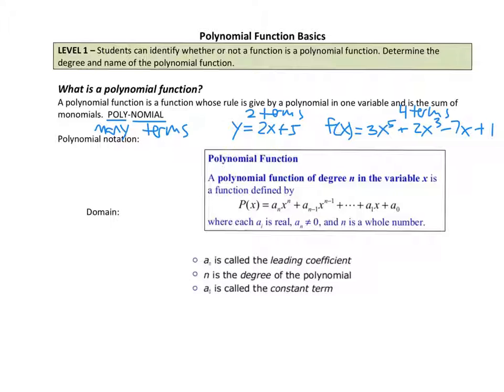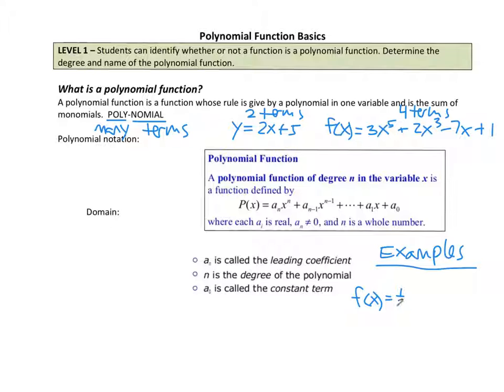But the highest exponent that shows up on a polynomial, which is n, tells us the degree of a polynomial, and we'll be getting into that. And then the very last a value, a sub 0, is a constant term. So some examples of polynomial functions would be the ones I wrote above, but any function where the coefficients, or the number in front of the variable, are any type of number.